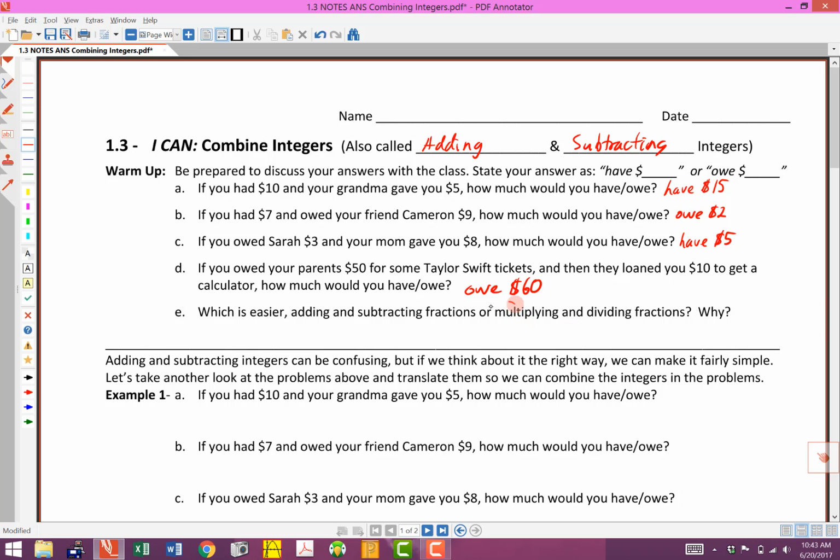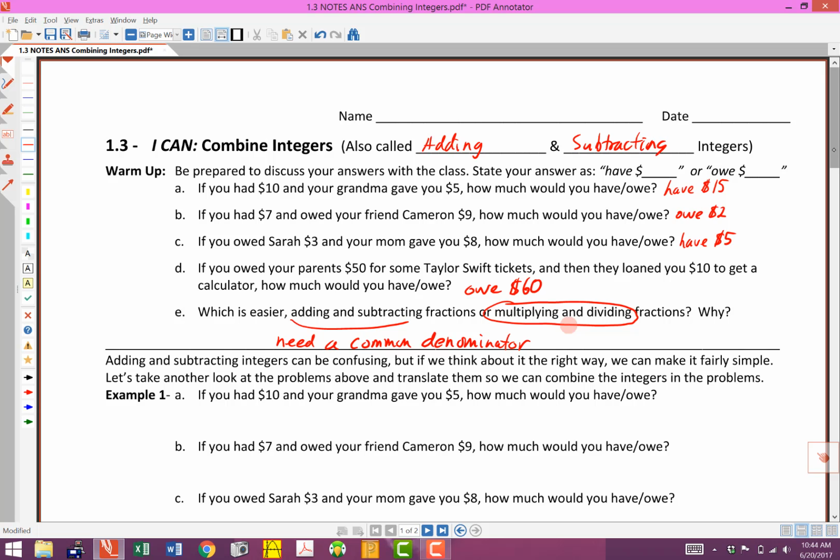Well, the easier one is multiplying and dividing. When you're working with fractions, it's easier to multiply and divide. And the reason for that is, in order to add or subtract, you need a common denominator. And getting a common denominator can be kind of a pain. You don't need that when you're multiplying and dividing, and that's why multiplying and dividing is easier.